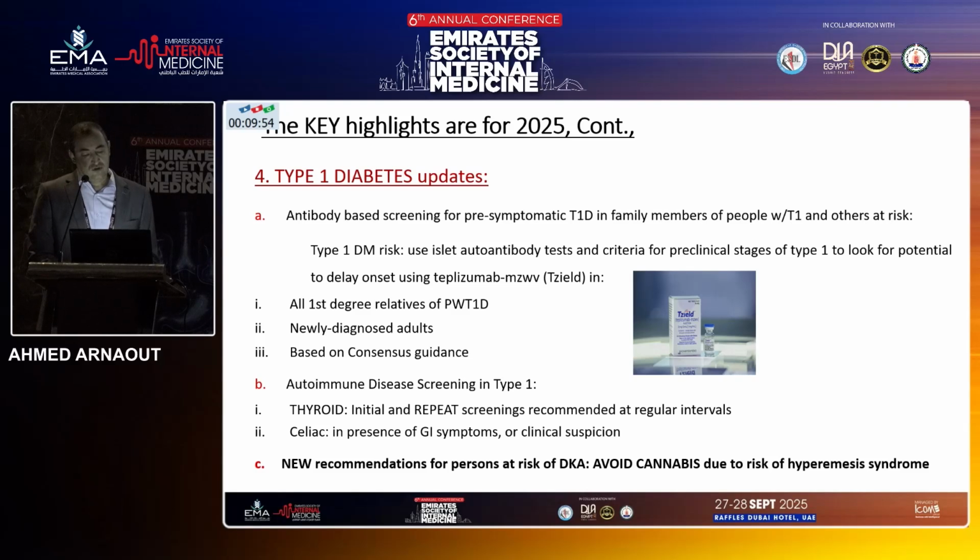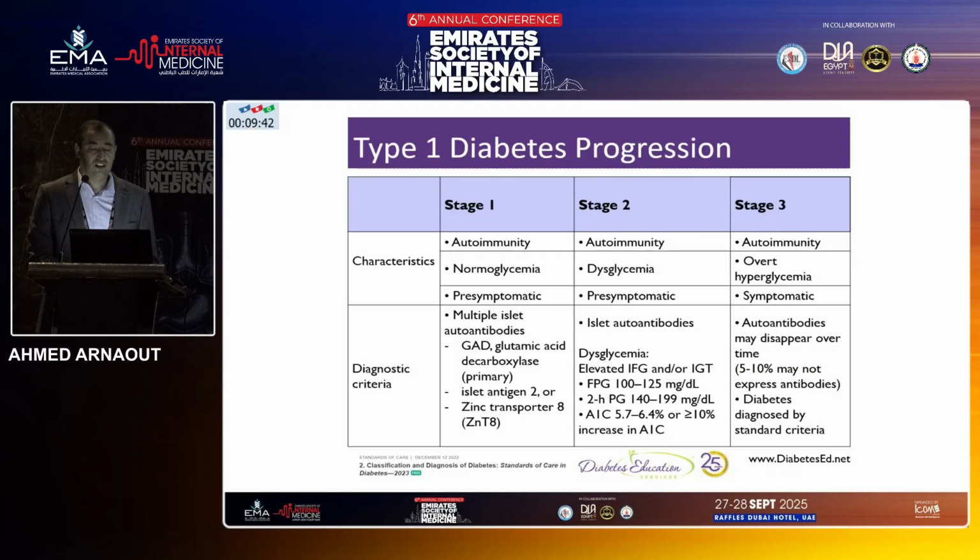And we also have a new recommendation for persons at risk of DKA. They should avoid cannabis because it leads to a risk of hyperemesis or persistent vomiting, which is a predisposing factor to developing DKA.